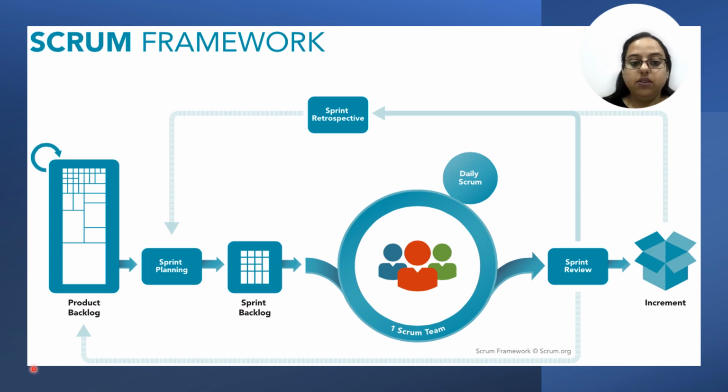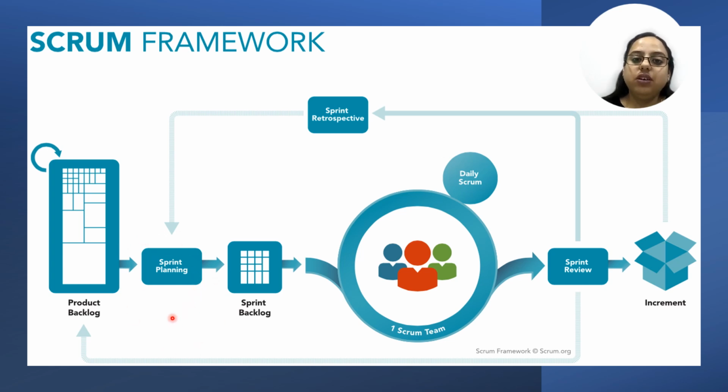Let's now talk about the Scrum framework as a whole. As you can see, this is a picture taken from the official Scrum framework available at scrum.org. At the left, you see a product backlog. This product backlog is the wish list, or you can say it contains all the requirements of the product. This is the single source of truth for everything you need to get built in your product. And from this product backlog, you build a sprint backlog through the sprint planning event.